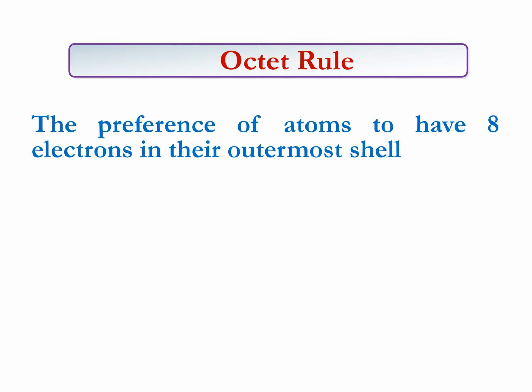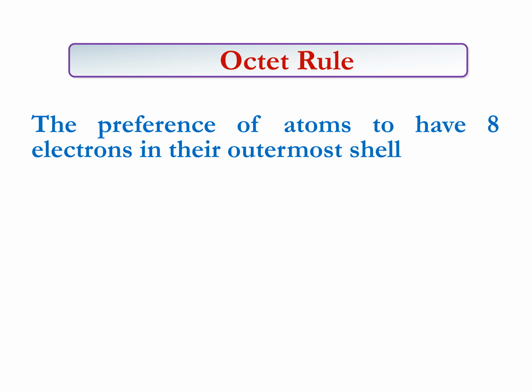Octet rule. The octet rule is all about the preference of atoms to have 8 electrons in their outermost shells. This is what the octet rule is all about. Atoms are most stable if they have a filled outermost shell or an empty outermost shell. And to have a filled or empty outermost shell, atoms can either gain or lose electrons, or they can share electrons, which we call covalent bonding.